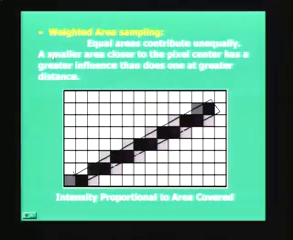We will wind up this concept with this statement. We will read again, where we will say that equal areas contribute unequally. Mind you, it was contributing equally in the case of unweighted area sampling, but in the case of weighted area sampling, equal areas contribute unequally. A smaller area closer to the pixel center has a greater influence than does one at a greater distance.